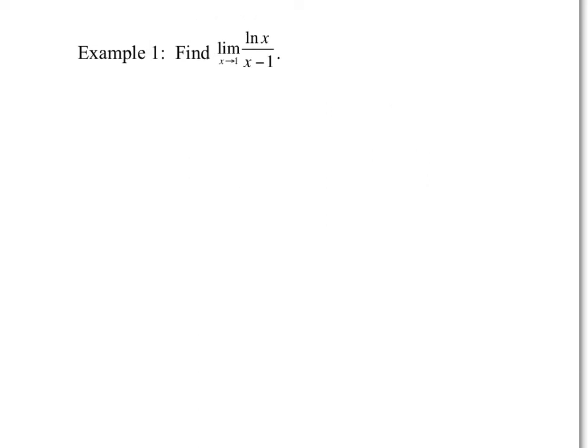All right, so in doing these problems, the very first thing you need to do is figure out which of the indeterminate forms you are working with to verify that you can use L'Hopital's rule. So looking at this, if I do direct substitution and plug in 1, I know that ln of 1 is 0. And I also know that 1 minus 1 is 0. So I have an indeterminate form.